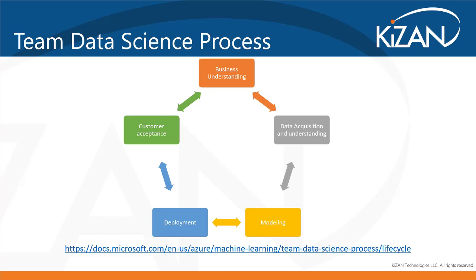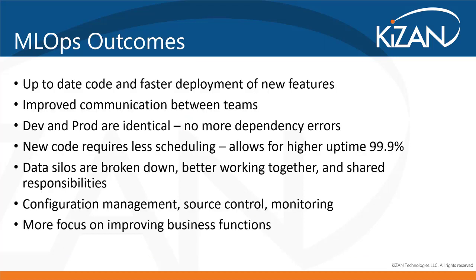Customer acceptance of that confirms that the pipeline, the model, and deployment satisfies the customer's objectives. Outcomes of a machine learning operations project is that the target objective is met and provides value to the business.